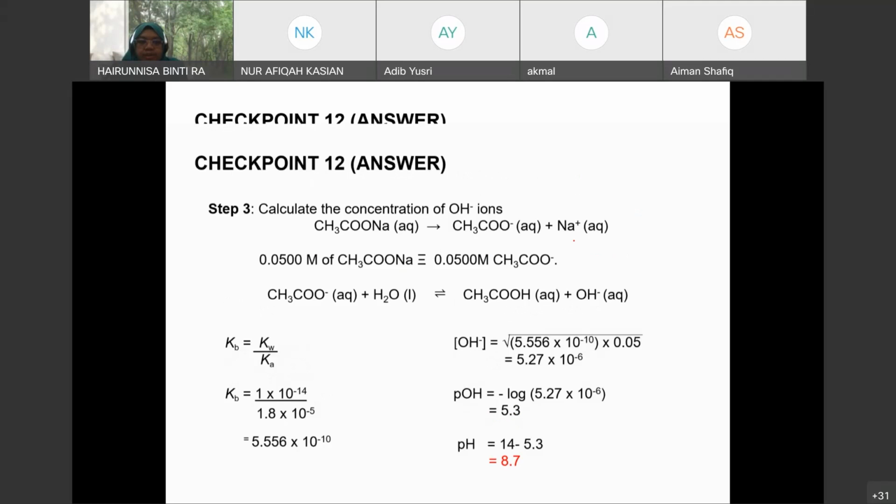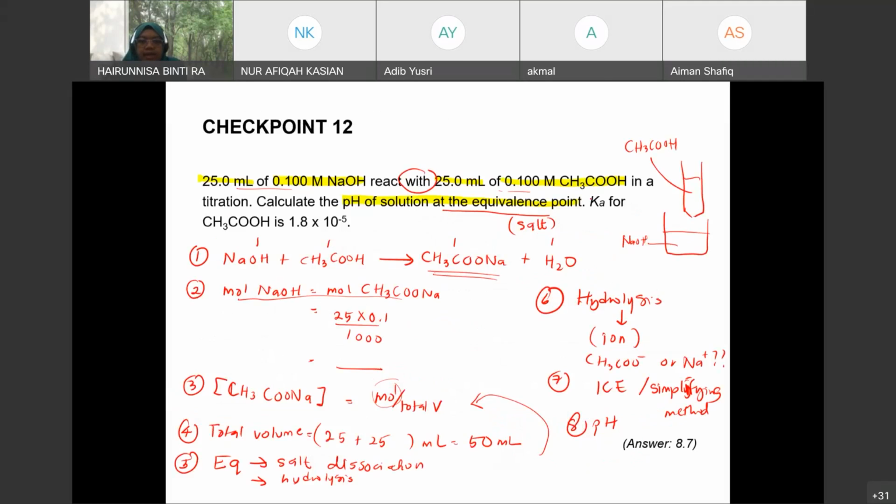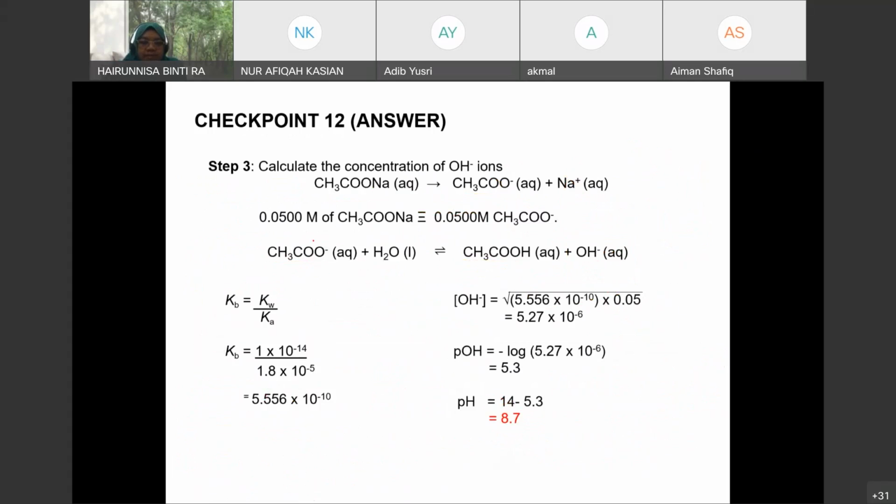So OH minus, you patah balik pada soalan, dia bagi Ka untuk acetic acid. Kita nak OH minus, so OH minus maksudnya you kena pakai Kb. And yang nak tentukan lagi, kenapa kena pakai Kb? Because you punya equation yang ni, yang you buat reaction tu adalah base, bukan acetic acid tu. Ni dia punya conjugate base. Sebab tu you kena cari Kb. Okay? So, ni ada extra step kat sini berbanding dengan contoh tadi kan. So, Kb, Kw over Ka, dan you dapat Kb.